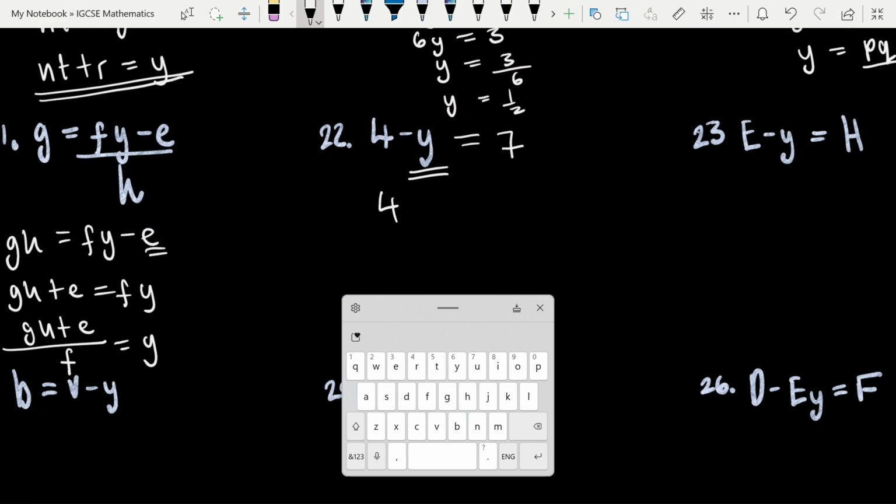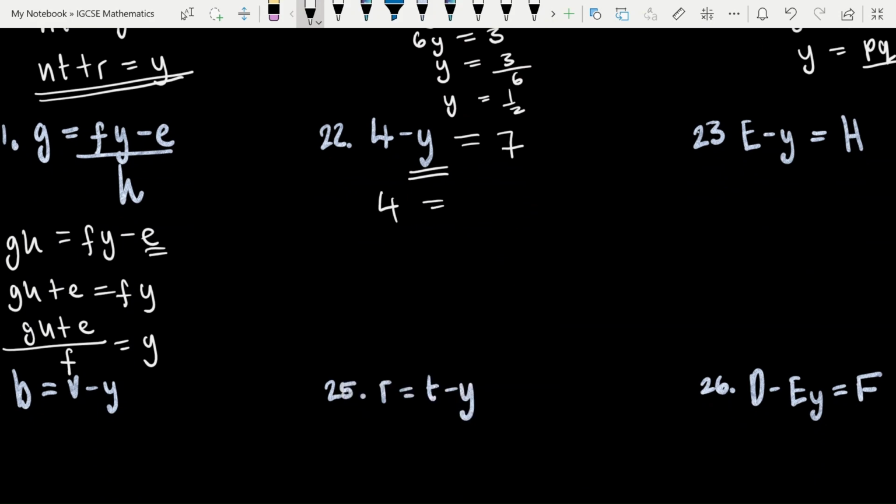So 4, let me remove this. 4 is now equal to 7 plus y. Okay, 7 was there. Y is coming to add. Now we have it being positive. We can now make it the subject. How do you make the subject? Take everything that is not y to the other side. So it's going to be 4 minus 7 is equal to y. What is 4 minus 7? You can put it in the calculator. You get negative 3 being equal to y. You are done. Negative 3 is equal to y.